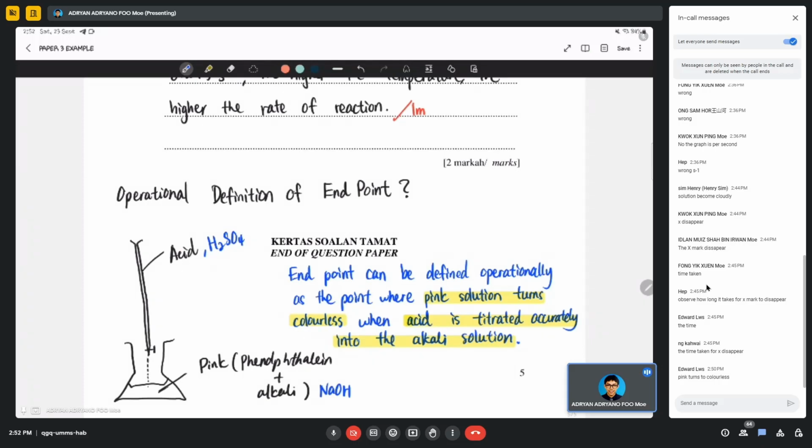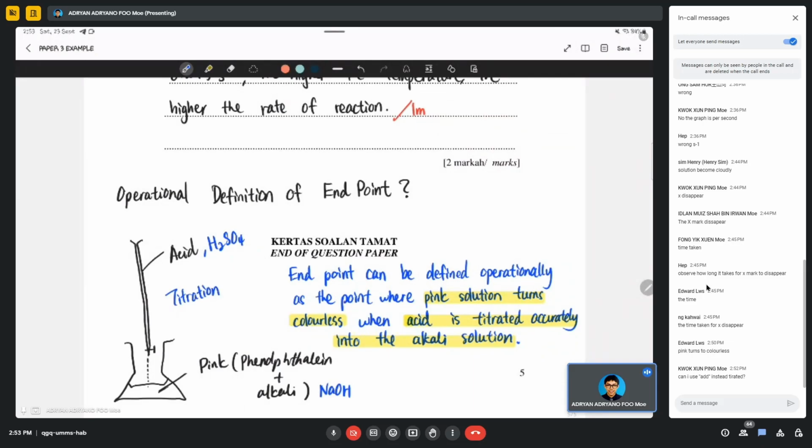Right? This is what it means by operational definition. What you observe and what you do to get the observation. Okay, and then what other observation? For example, you do the heat of reaction, exothermic reaction. Can I use add instead of titrated? Can also. Acid is added accurately. But usually we use titrated because this process we call titration, so more accurate. Add also can, but don't say pour. We didn't pour the acid in, we add it drop by drop, so we use titrated.